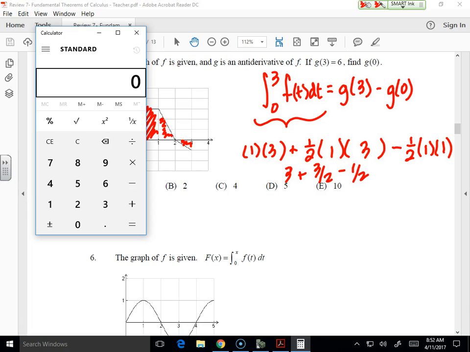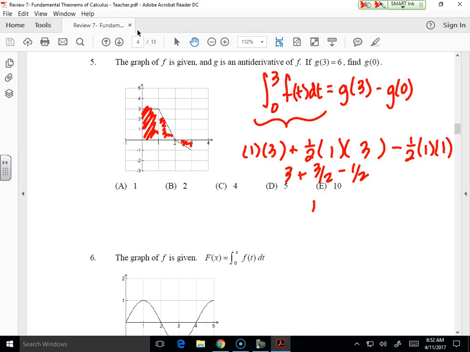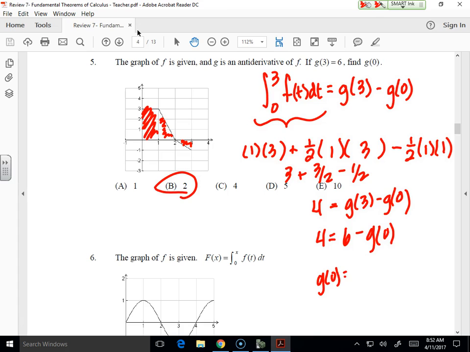This equals 4. And that equals G of 3. Good catch, guys. Good job. And who is G of 3? So 4 equals 6 minus who? Some of you can jump to 2, and some of you need to solve by adding G of 0 and subtracting.